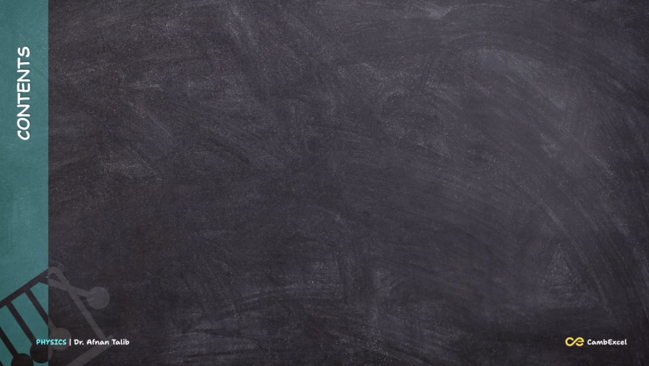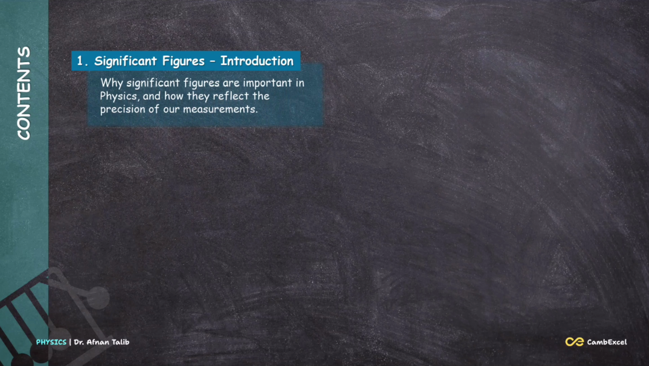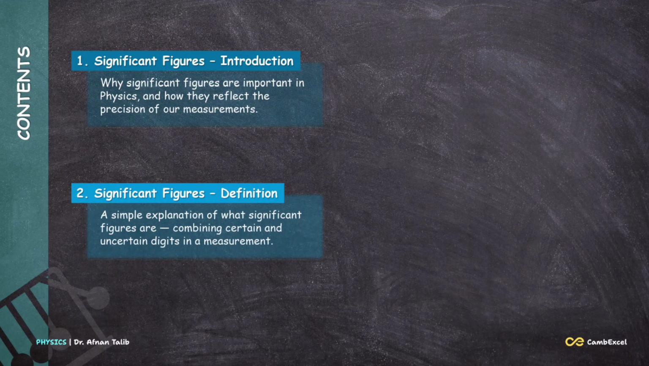So today's lecture basically comprises four contents that will help you find significant figures and understand the entire concept of it. Number one is the basic introduction about significant figures, and under this content we'll see why significant figures are important in physics and how they reflect the precision of our measurement. Number two is the definition of significant figure, in which we'll see a simple explanation of what significant figures are, that is the combination of certain and uncertain digits in a measurement.